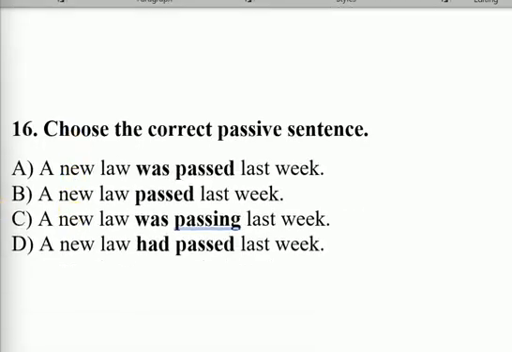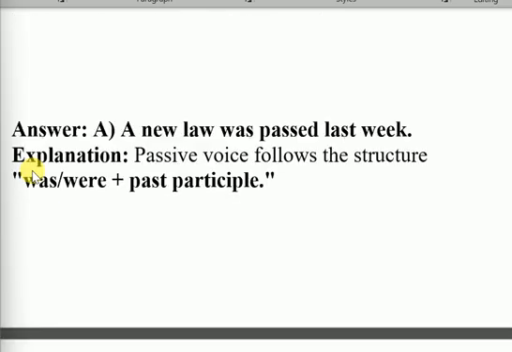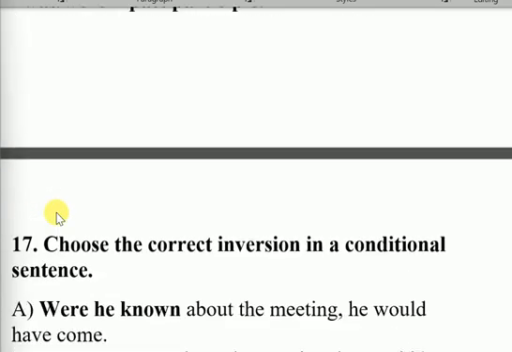16. Choose the correct passive sentence. A. A new law was passed last week. B. A new law passed last week. C. A new law was passing last week. D. A new law had passed last week. Answer. A. A new law was passed last week. Explanation. Passive voice follows the structure was/were plus past participle.